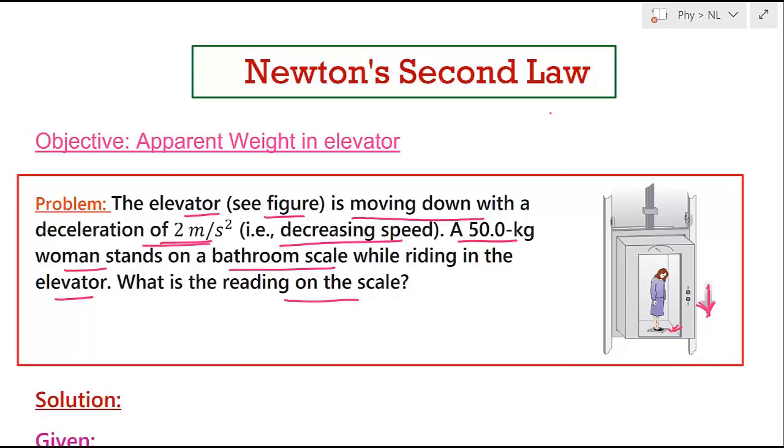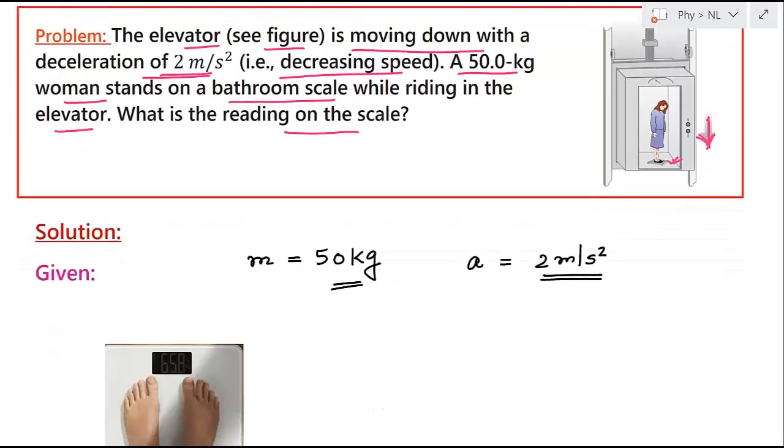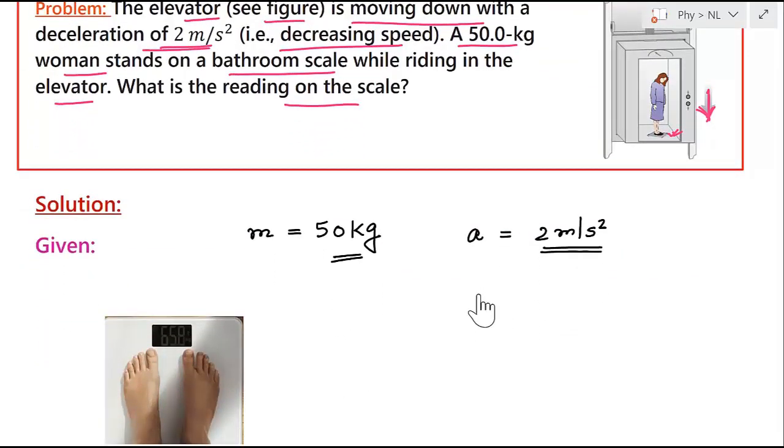So what are the things that are given in this case? The first thing given is the mass of the woman, that is 50 kg. And the acceleration value is also given, that is 2 meters per second square. We will see the direction of this acceleration later. For the time being, the magnitude of acceleration is 2 meters per second square and the mass is 50 kg. And what is my target variable? My target variable is the normal reaction that she is applying onto this weighing scale.